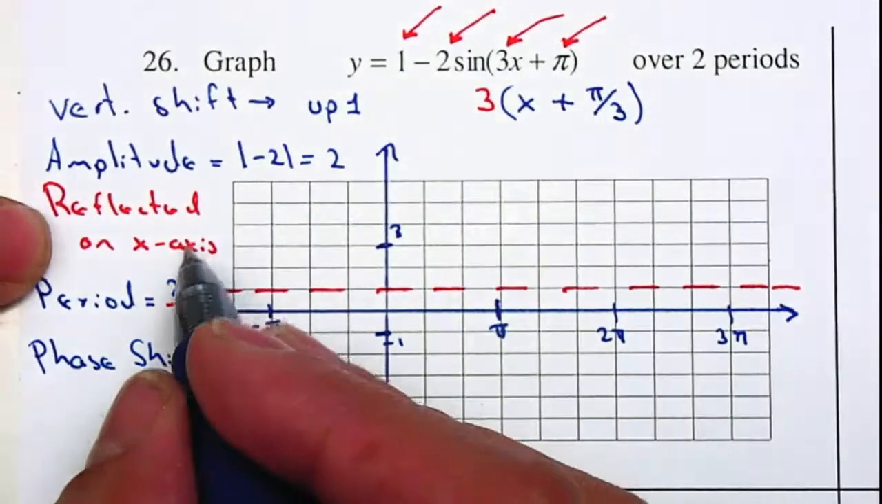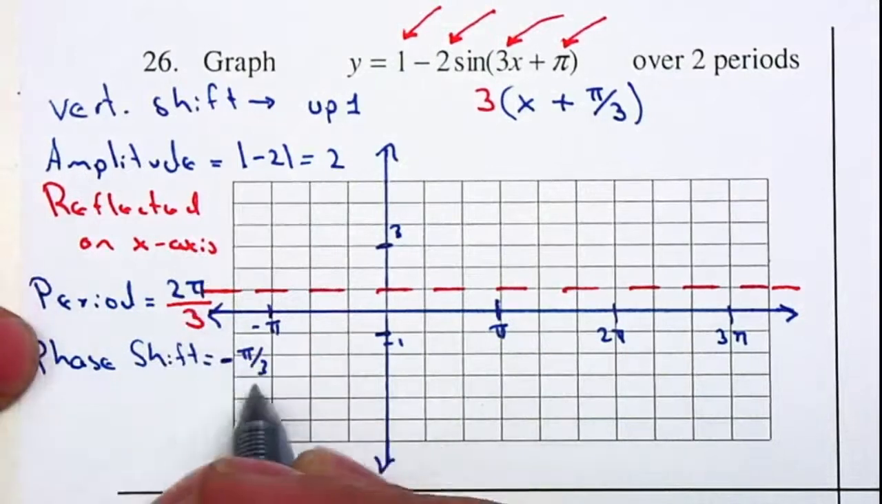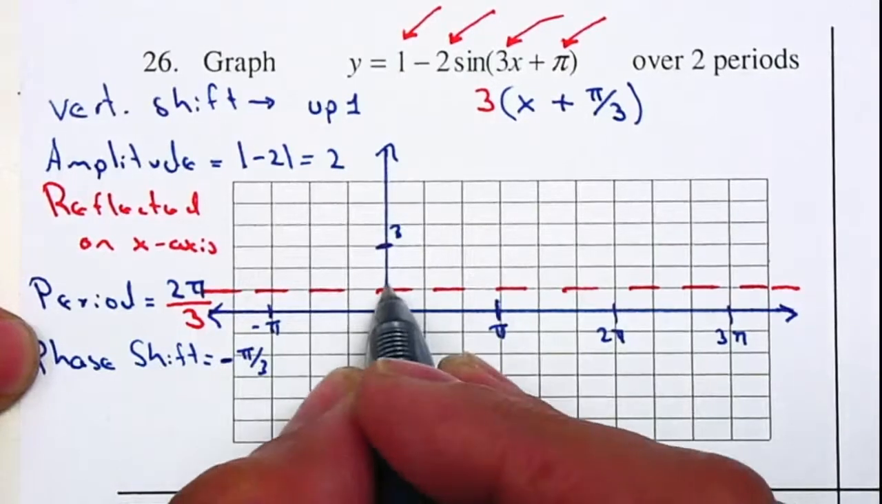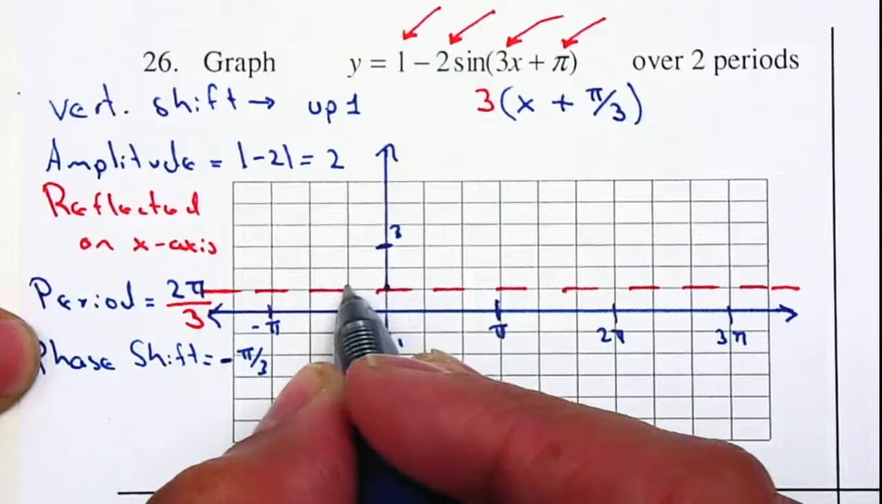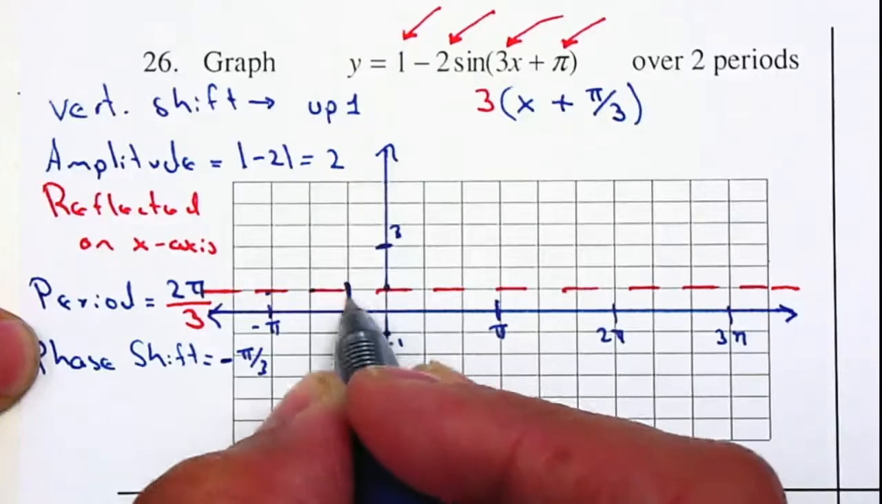Remember to reflect it. Your period is 2 pi over 3, but we have a phase shift. We are going to shift everything negative pi over 3. We were supposed to start here, but since we shifted it to the left, negative 1/3, negative 2/3, negative 3/3, so this will be our beginning.